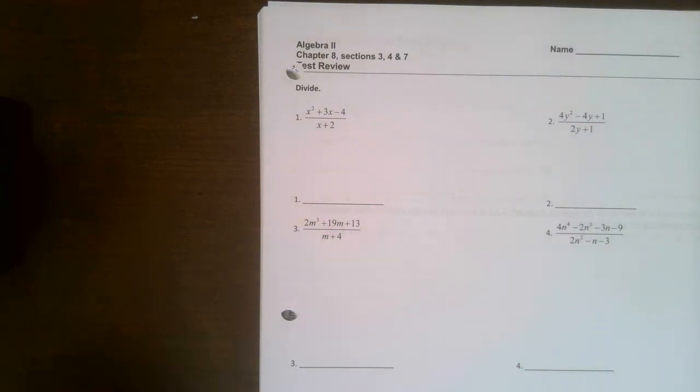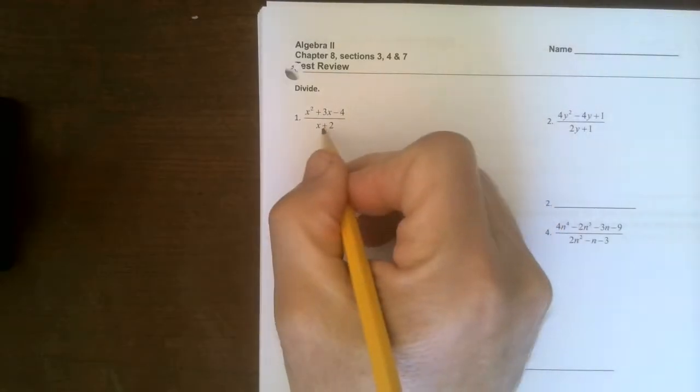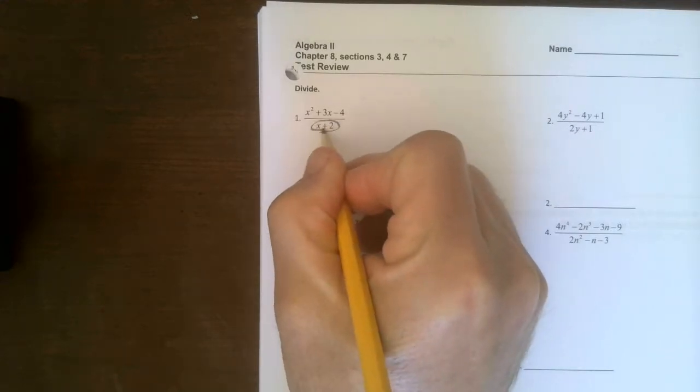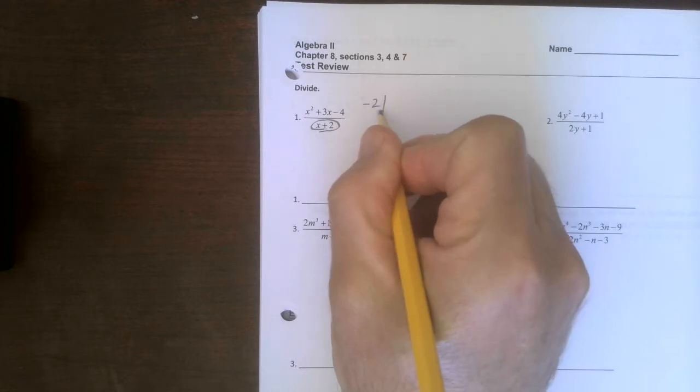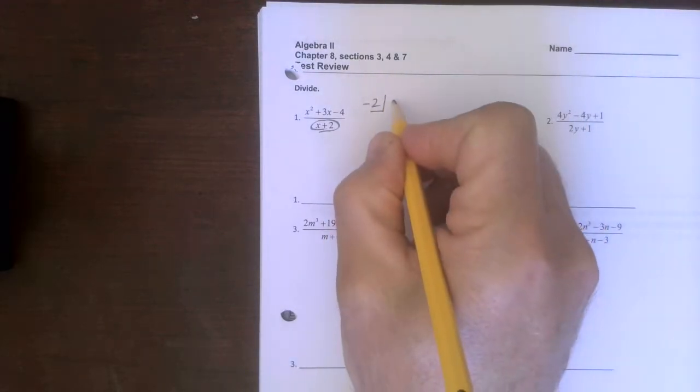Algebra 2, Chapter 8, test review. Let's go. Start by looking at the denominator. What would cause that to be 0? -2. Put it in the synthetic division box.